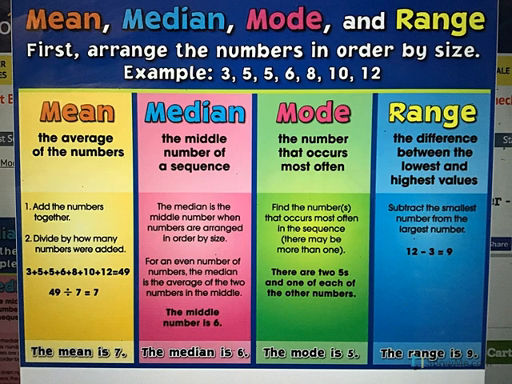So let's begin. Mean is the average. It's the average of the numbers. So how do you find the mean? For example, if we have the numbers right here, 3, 5, 5, 6, 8, 10, and 12, to find the average, you would add up each of those numbers and divide by the number of inputs you have, which is 1, 2, 3, 4, 5, 6, 7. So you add them up, you get 49, divide by 7, and 7 is your average.